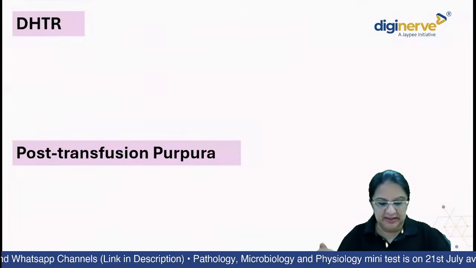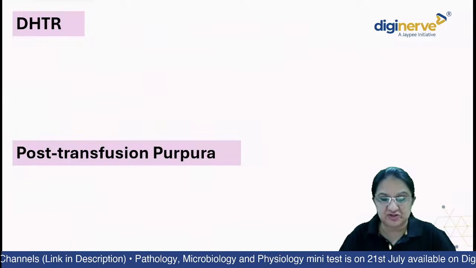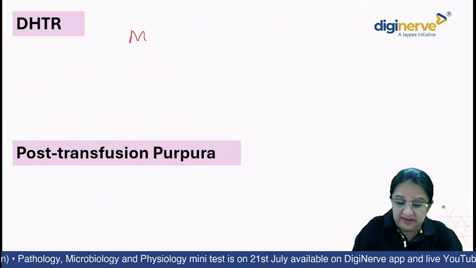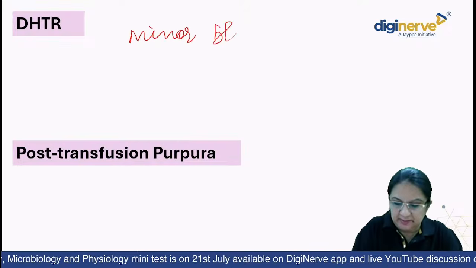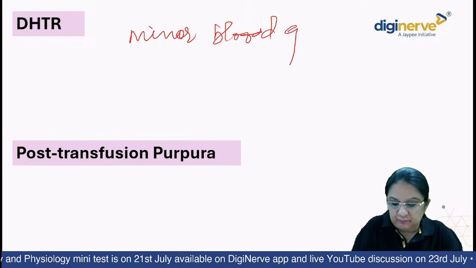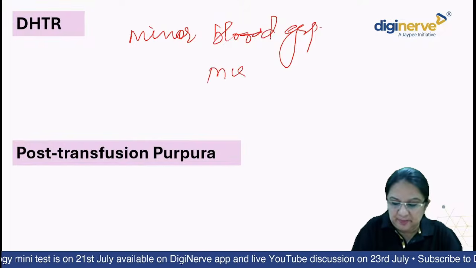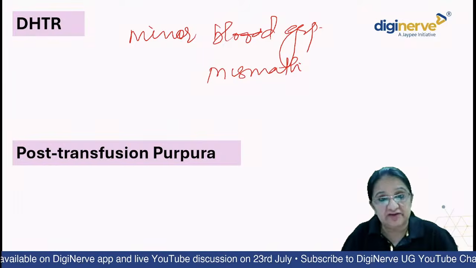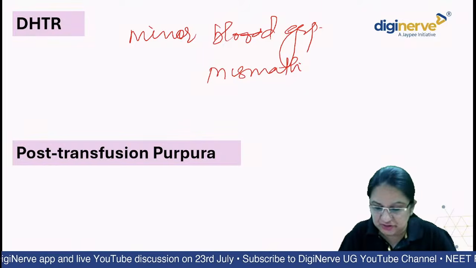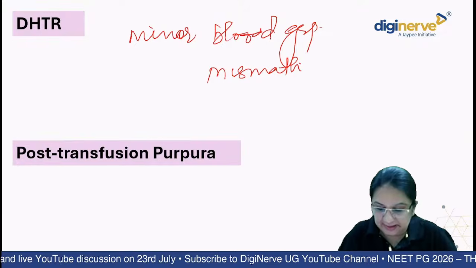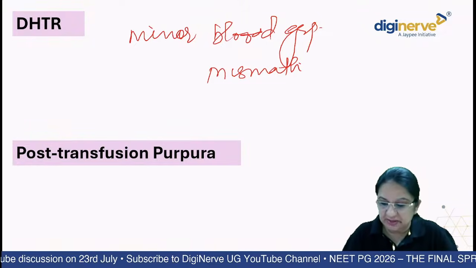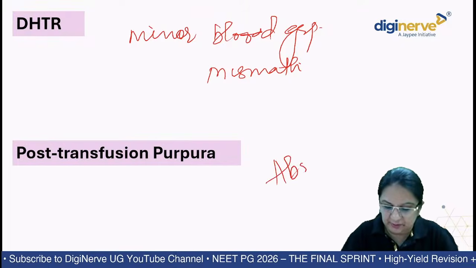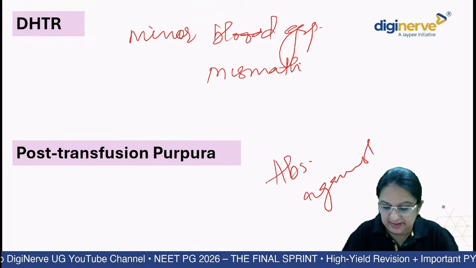Now, delayed hemolytic transfusion reaction could be due to human error, where we have not checked the minor blood groups. So this could be minor blood group mismatch, or alloantibodies could have been formed in a previous transfusion, which we have not been able to detect. Then post-transfusion purpura is also a delayed reaction, could be due to antibodies against the platelets.